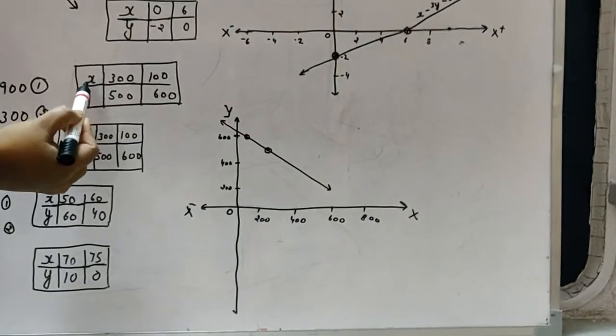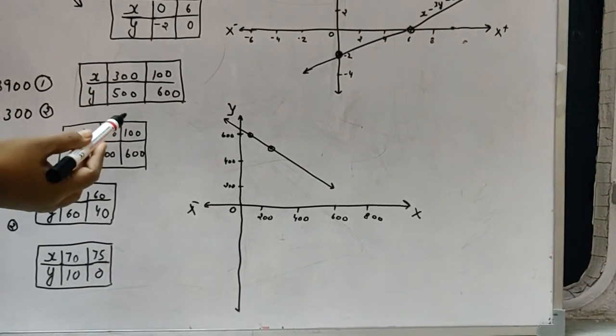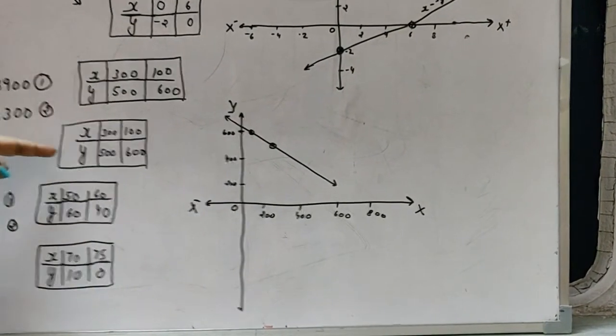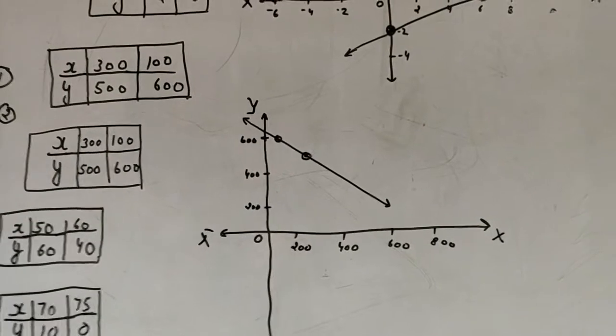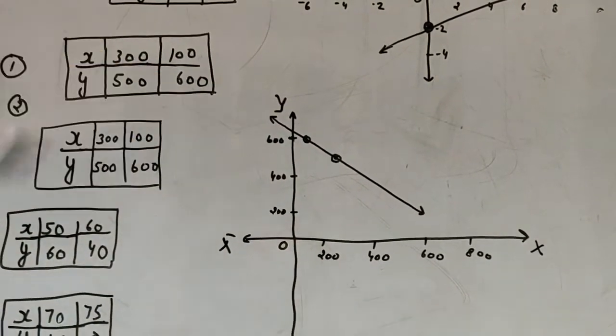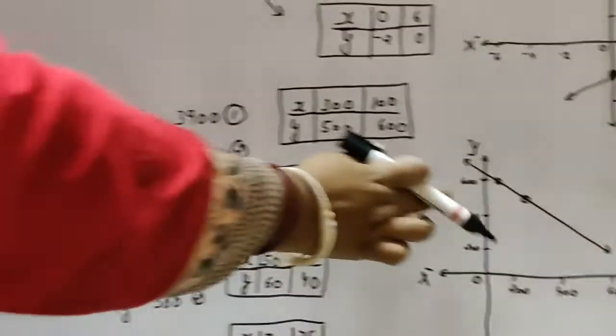Then next is x is 100 and y is 600, correct? So x is 100 and y is 600. The second equation also has the same solutions. So it means both the lines are what? They are coincident. Both the lines are overlapping each other. So you have represented this equation graphically.